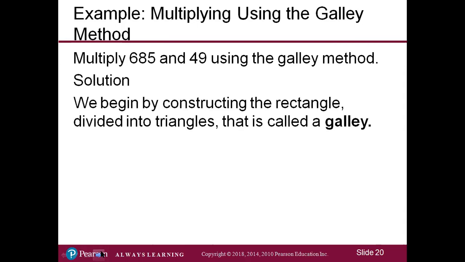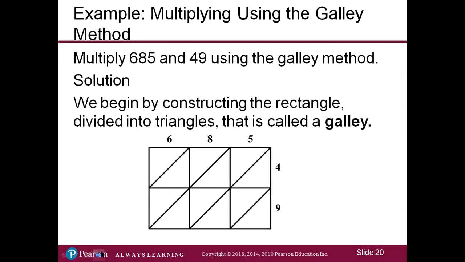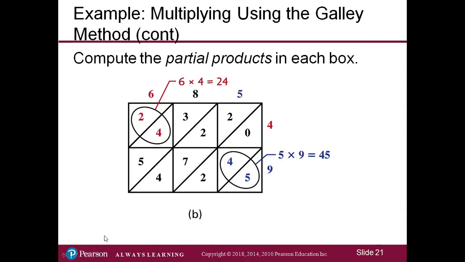Solution, we begin by constructing the rectangle divided into triangles. This is called the Galley. This is called a Galley. So we call it lattice method, right? If you've ever seen this, we've called this lattice method. They call it the Galley method. I bet you that's the person's name. 685 times 49. Now compute the partial products in each box.